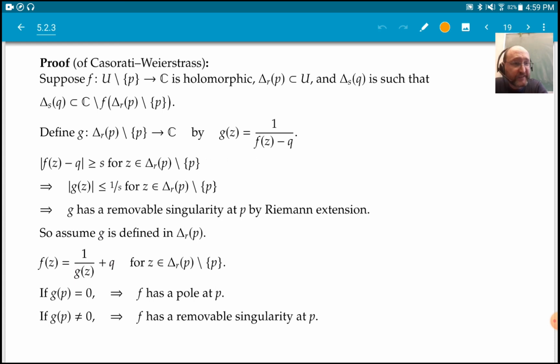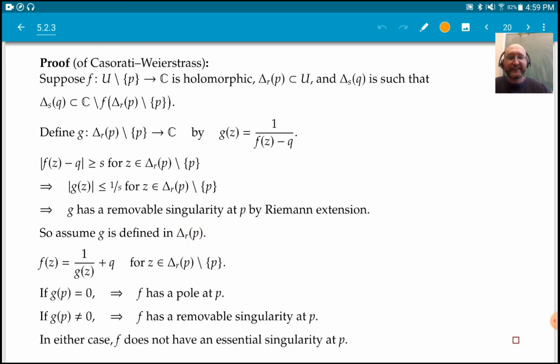If G of P is not 0, well, then if I divide by it, I still get something holomorphic, right? So this is actually then holomorphic in the entire disk, right? So then F has a removable singularity, right? Well, those are the only possibilities. I mean, G of P can be either 0 or not 0, right? If it's defined there, right? So that's the end, right? The essential singularity didn't come into the picture, right?